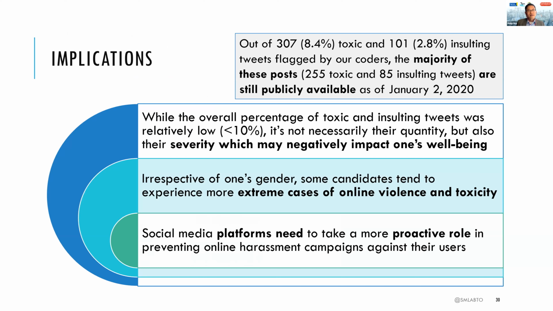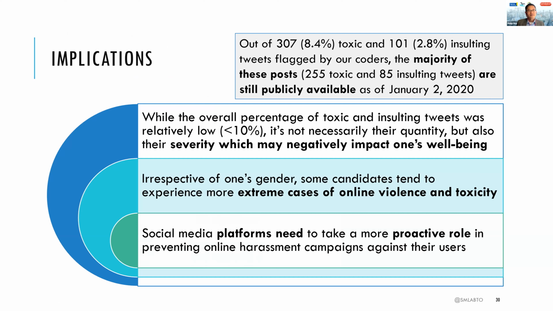So of the 307 toxic and insulting tweets flagged by the majority, most are still publicly available, because we also ran a test to see whether Twitter was actively removing these types of toxic tweets and whether they still remain on the platform months and months afterward. And we found that the majority of them still were.